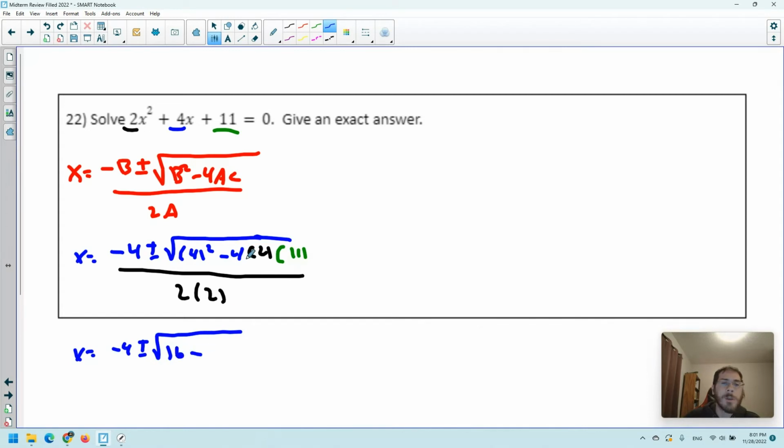16 minus 4 times 2 is 8. 8 times 11 is 88. All over 2 times 2 is 4. So we simplify this. Negative 4 plus or minus the square root of 16 minus 88. That one's actually giving me some trouble right now. So 88, 78, 72.